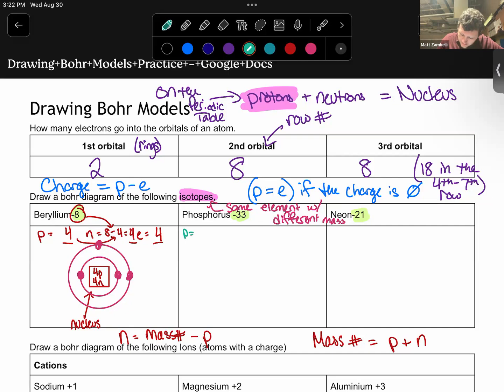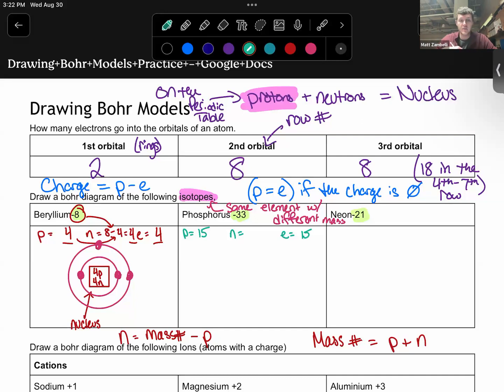And I have my protons, my neutrons, and my electrons. Again, phosphorus is number 15 on the periodic table, which means it's going to have 15 protons. If it has 15 protons, we know for a fact which other one? We know if there's no charge, we have 15 protons, we have to have 15 electrons.